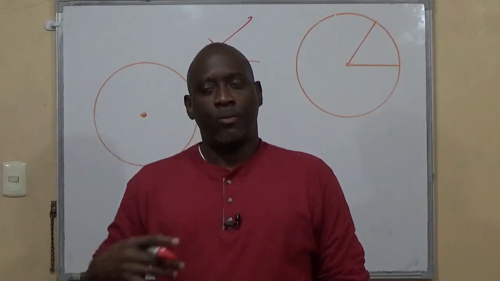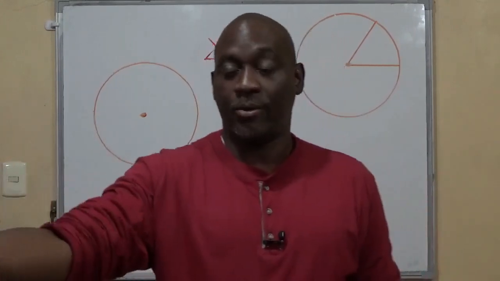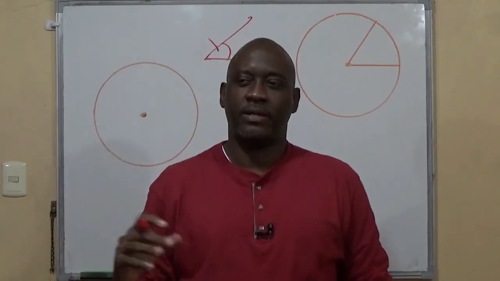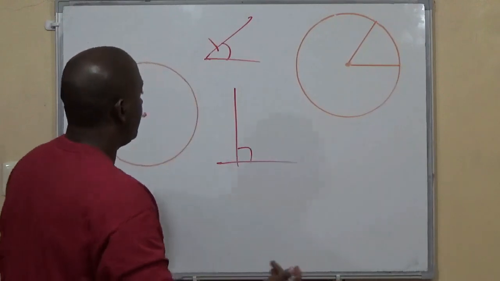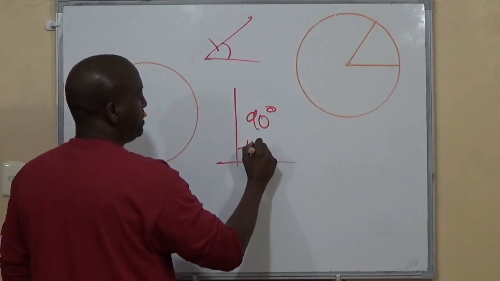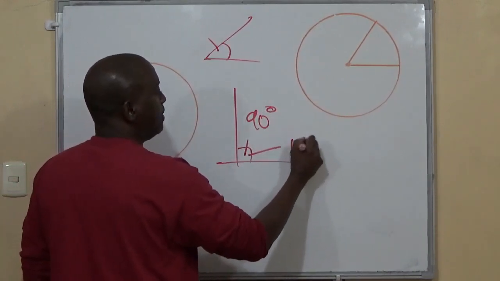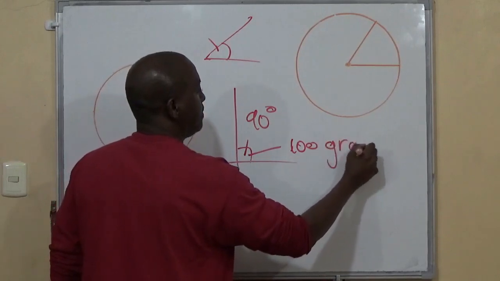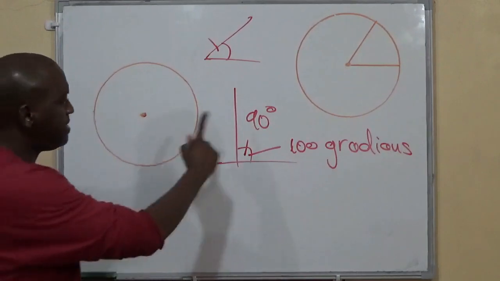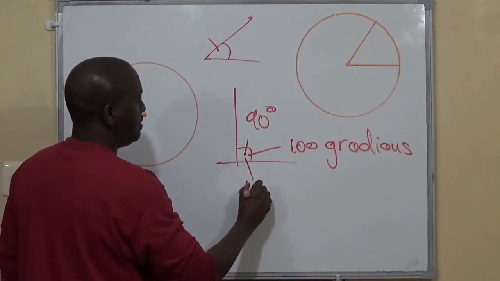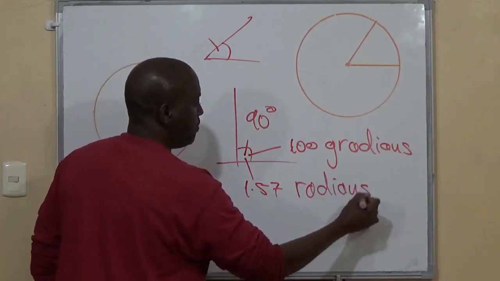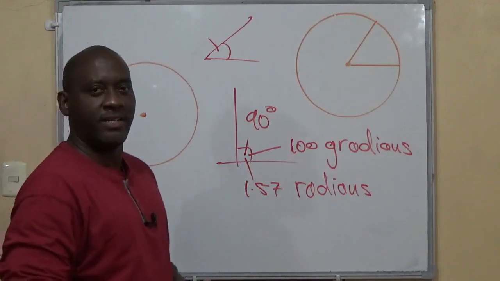But most people who don't go beyond a particular point in mathematics may not be aware that there are other ways of measuring angles. For example, we know that there are 90 degrees in a right angle, but the same right angle contains 100 gradients. And this same right angle contains 1.57 radians.